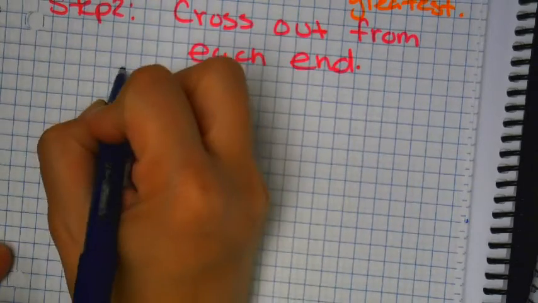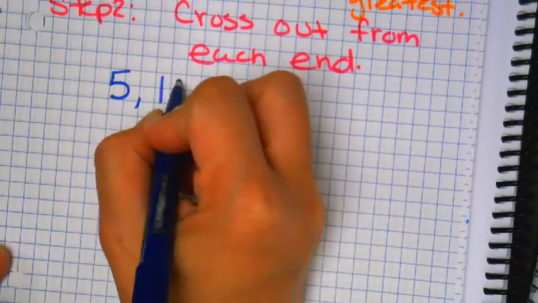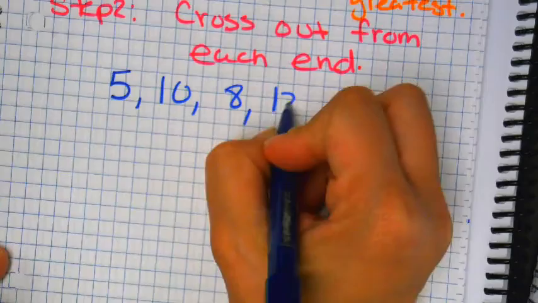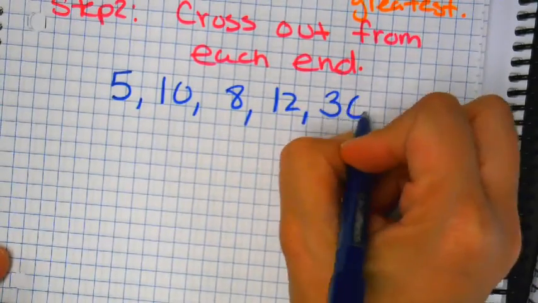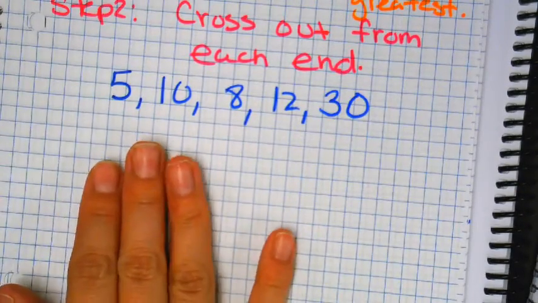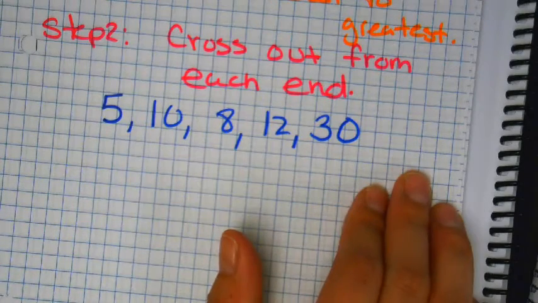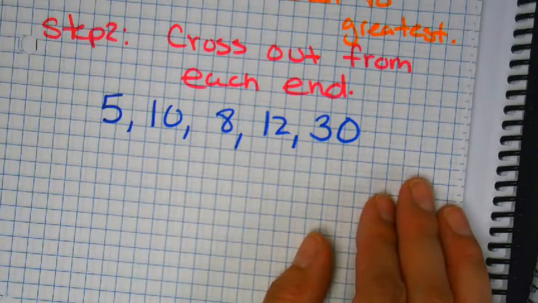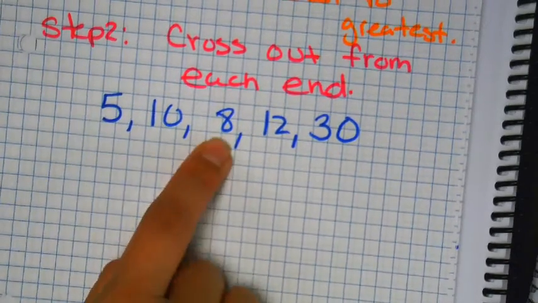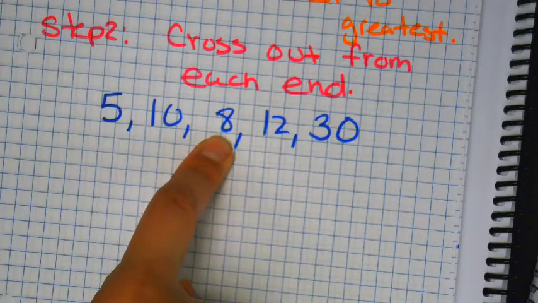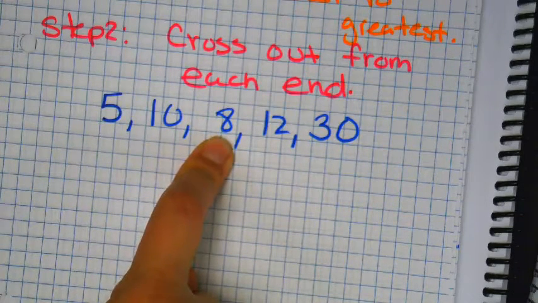All right. 5, 10, 8, 12, and 30. Okay? Here are our numbers. Now, what do kids do? Kids are like, oh, what's the number in the middle? 8. But that's not your answer. That would be the wrong answer.